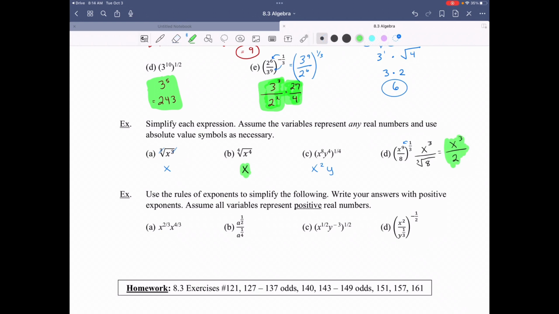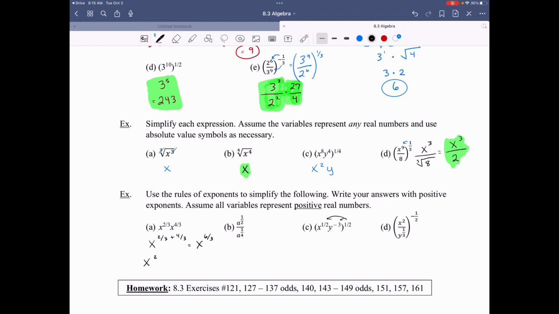Let's take these rules to another level. All right, we're multiplying powers, so we're going to add the exponents. 2/3 plus 4/3. That's going to give us x to the 6/3, which is just x squared. All right, for B, you would subtract the fractions. For C, you would distribute. So B is a little easier.